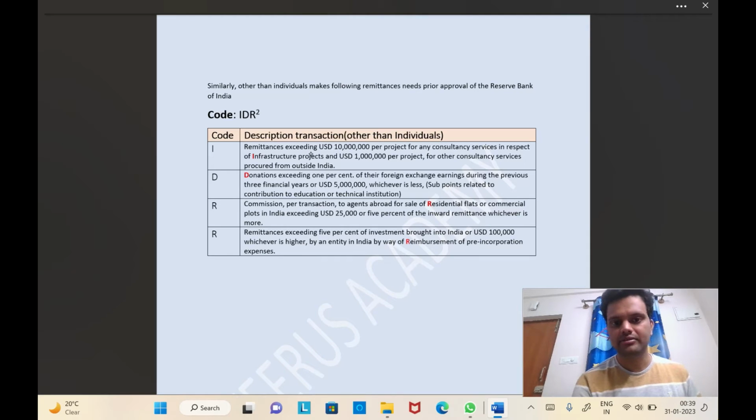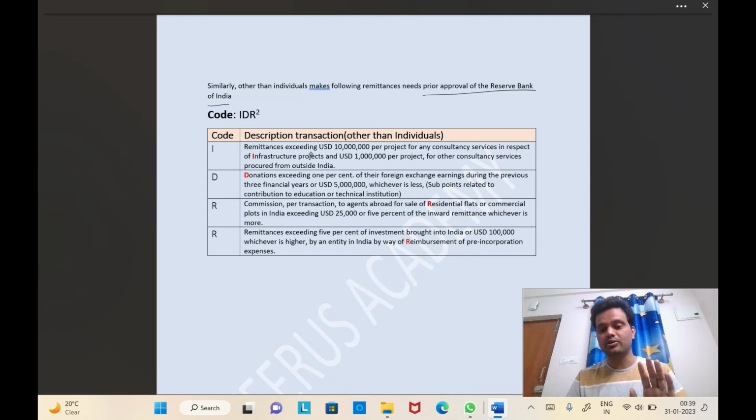Similarly, other than individuals who make the following remittances need pre-approval of RBA. What is the code for it? Don't worry that multiple codes are there. Those are very easy. I practiced it. I'm able to remember. If you practice it, you will be able to remember. It will just take 10 to 15 minutes of your time. The code is very simple, damn simple than any other earlier ones also.